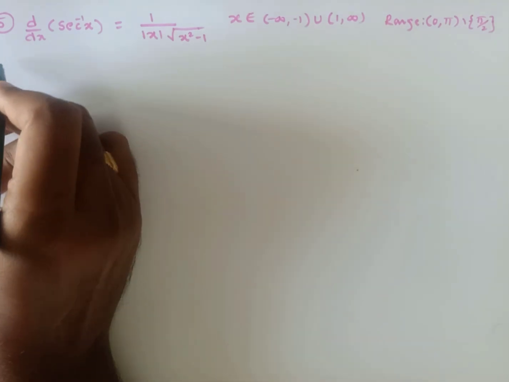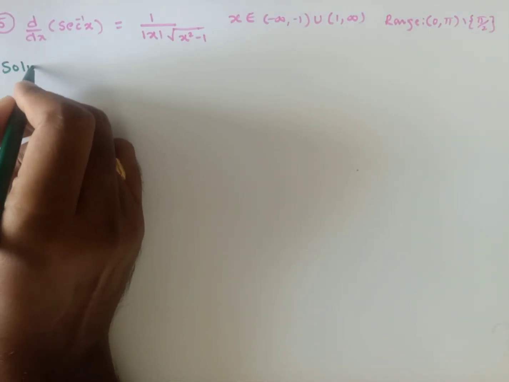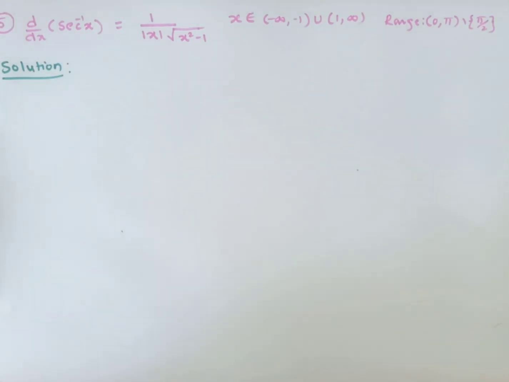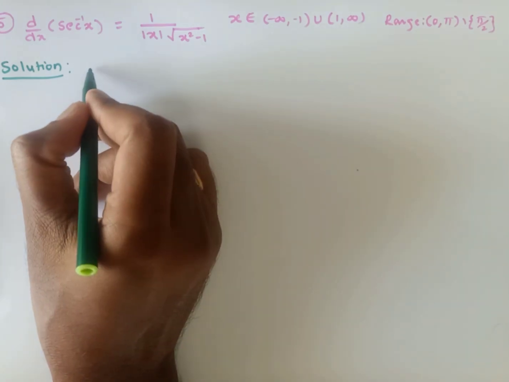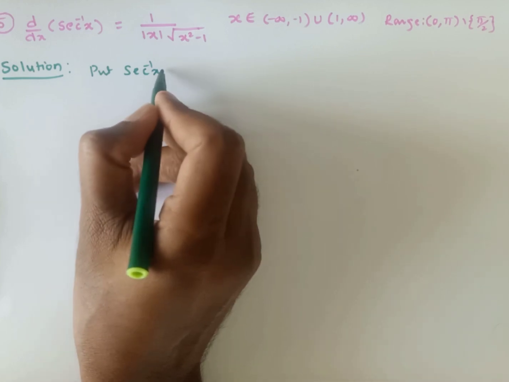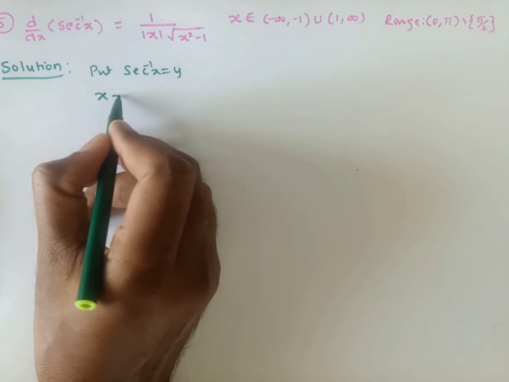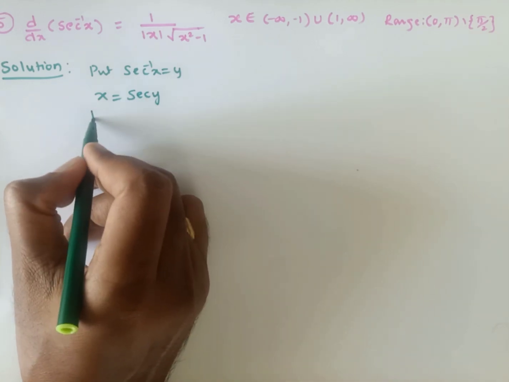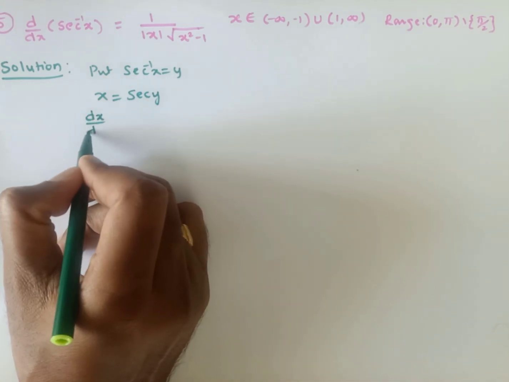Now let's see the proof for this. Similarly, you can consider the function secant inverse x as y. So put secant inverse of x equal to y. Then what happens? x is equal to secant y. Now apply the derivative on both sides with respect to y.